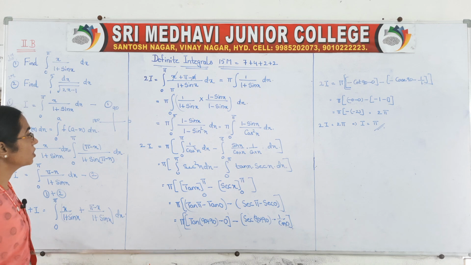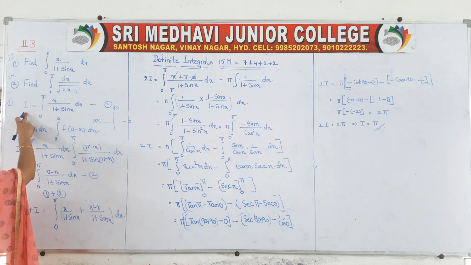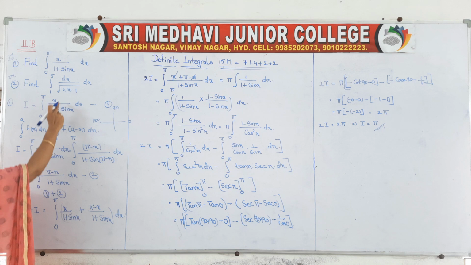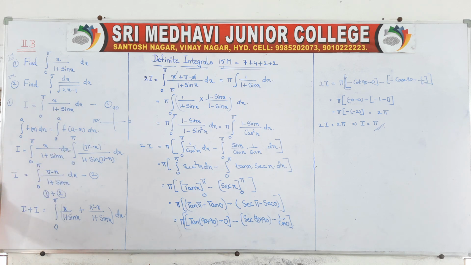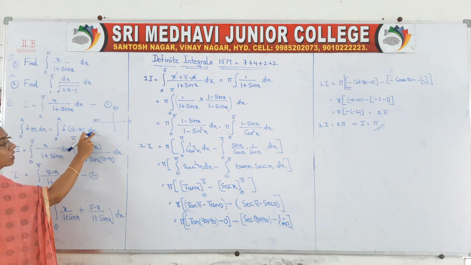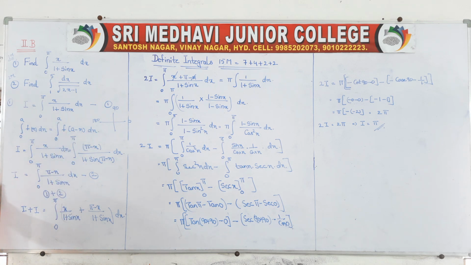Observe how we got the values. I is equal to the integral from 0 to pi of x by 1 plus sin x. Generally a 0 to a form problem, we will do like this. We will consider that as the first equation. Then we apply this most repeated formula, the integral from 0 to a of f of x dx is equal to the integral from 0 to a of f of a minus x dx. That means wherever x is there, we have to take a minus x. Here in a place we have pi, so wherever x is there you take pi minus x.